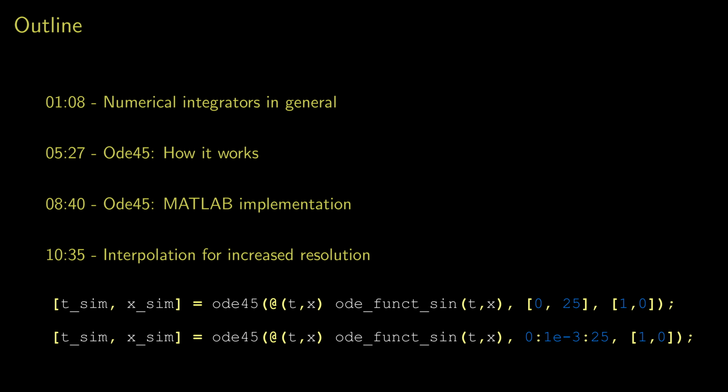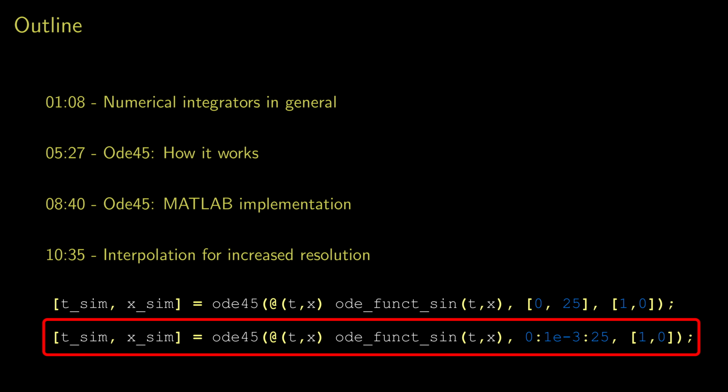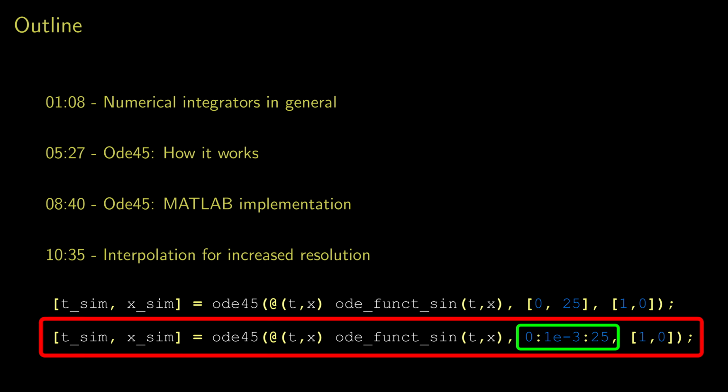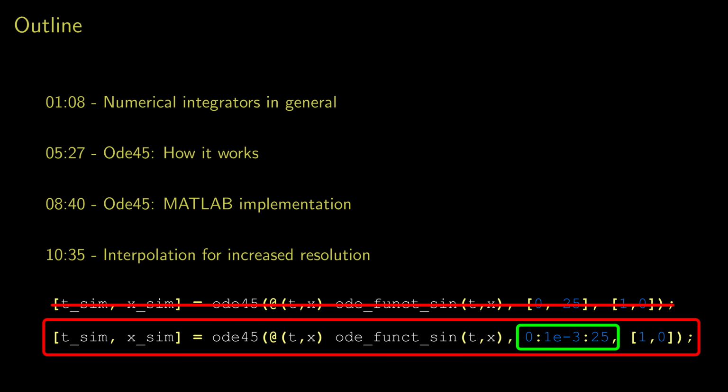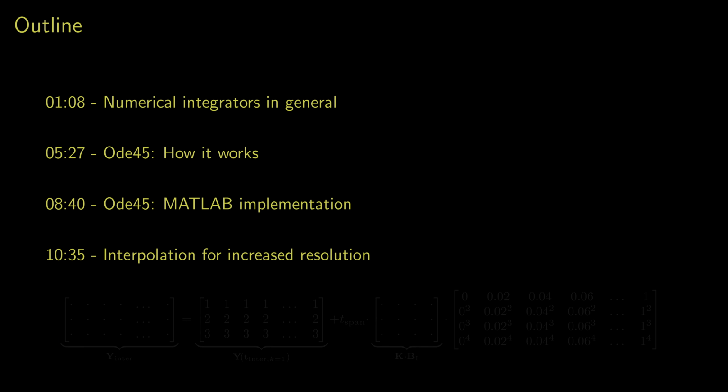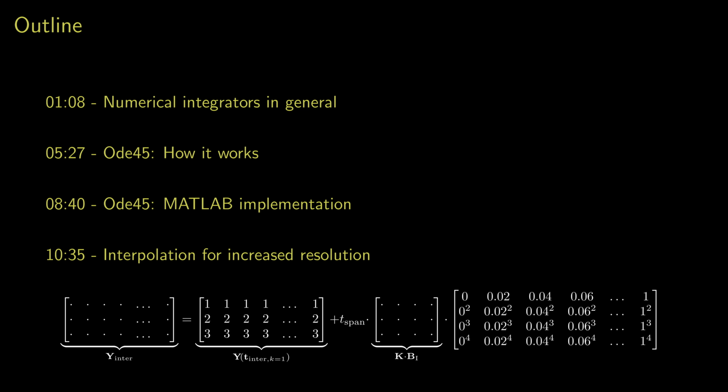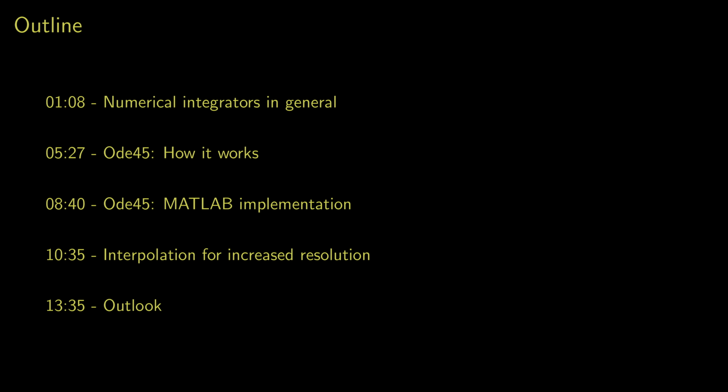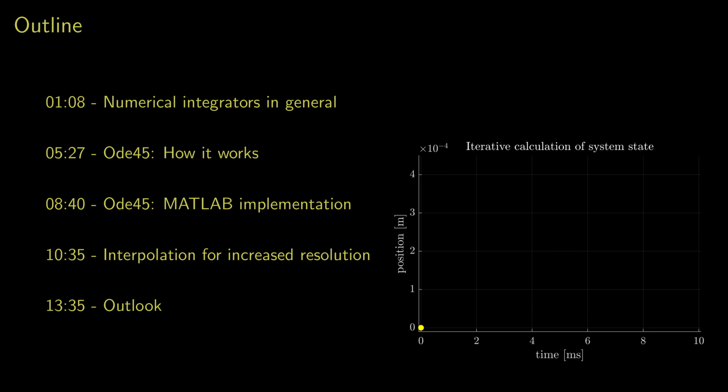The interpolation is used to provide simulation results on a smaller time scale and is used if you call the integrator like this, rather than with just start and end time. Its setup allows for parallel calculation and is a lot more efficient than just running the Ode45 integrator with the smaller time step.